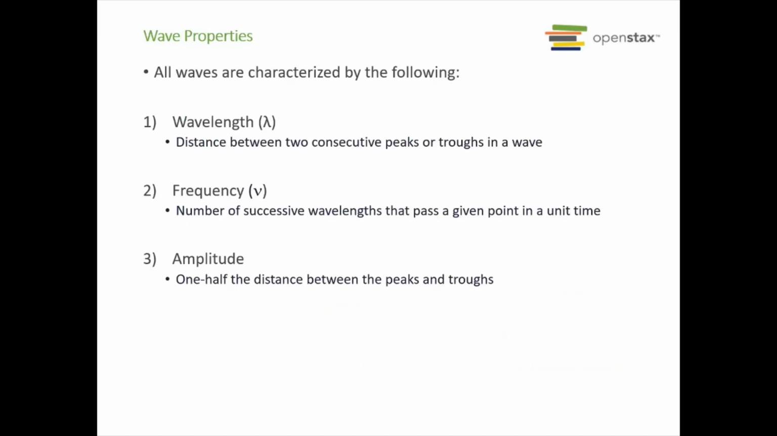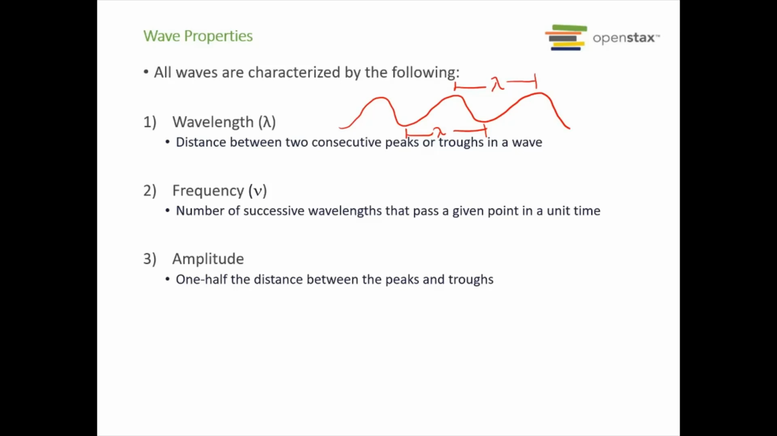So there's some different characterizations of waves. We have the first, which is wavelength, and this is the distance between two peaks or troughs in a wave. So if this is my wave, one wavelength, this is a wavelength, okay? Lambda is the symbol we use, and this is also lambda, okay? Trough to trough, peak to peak, it's the same wavelength.